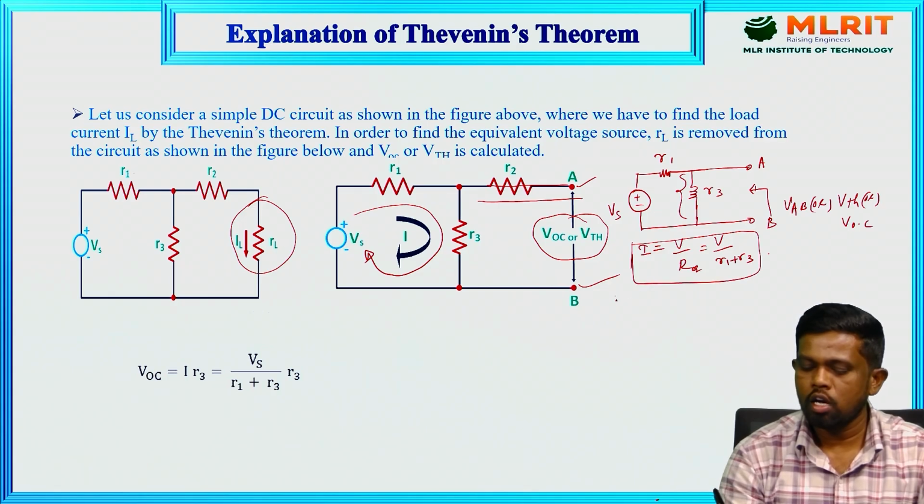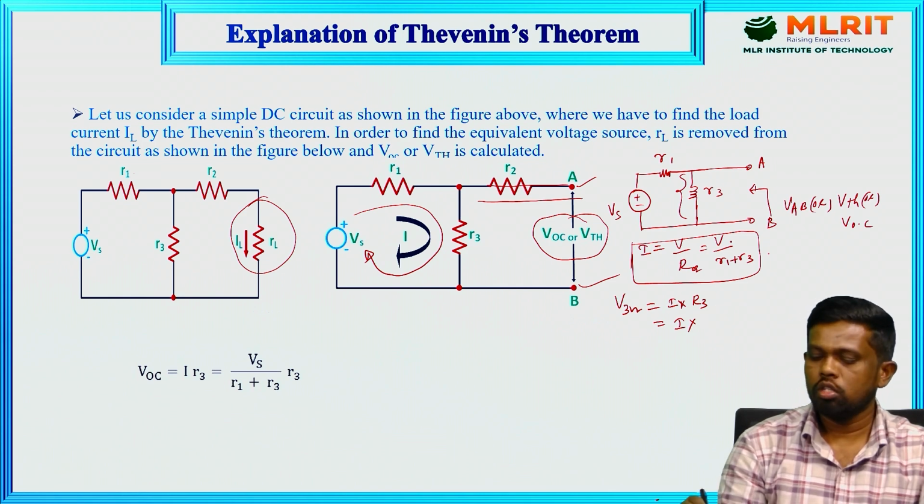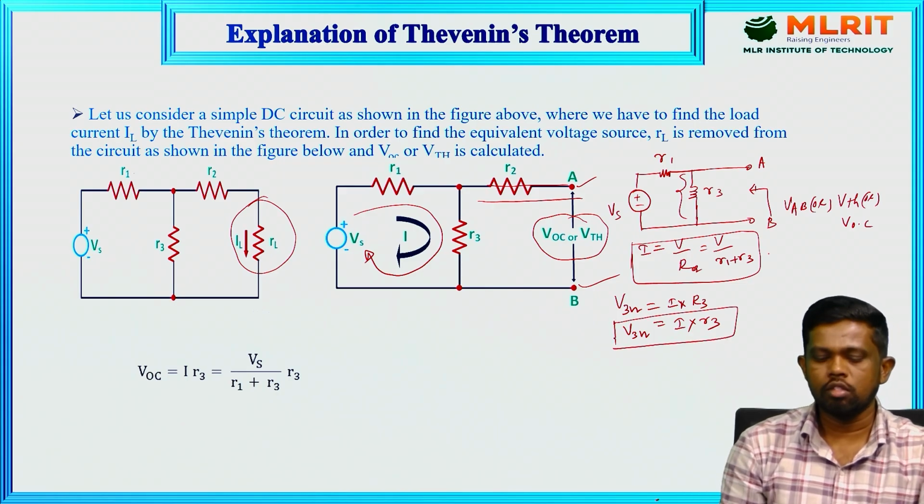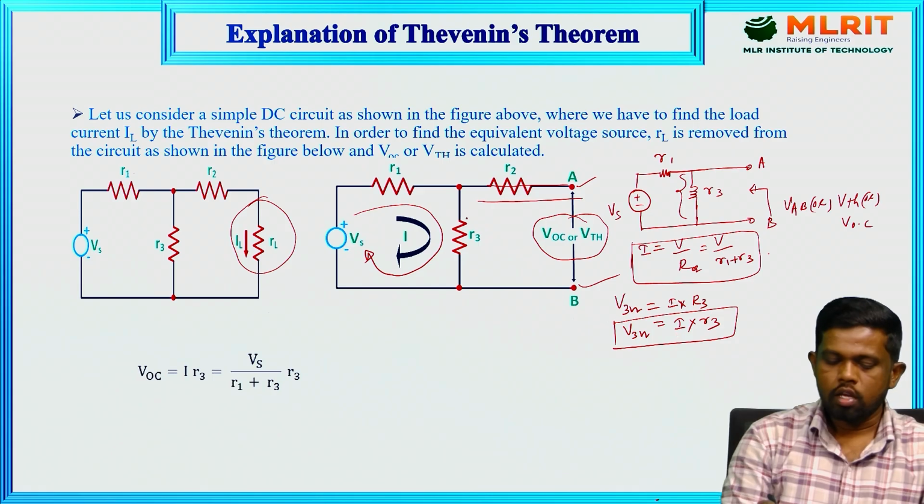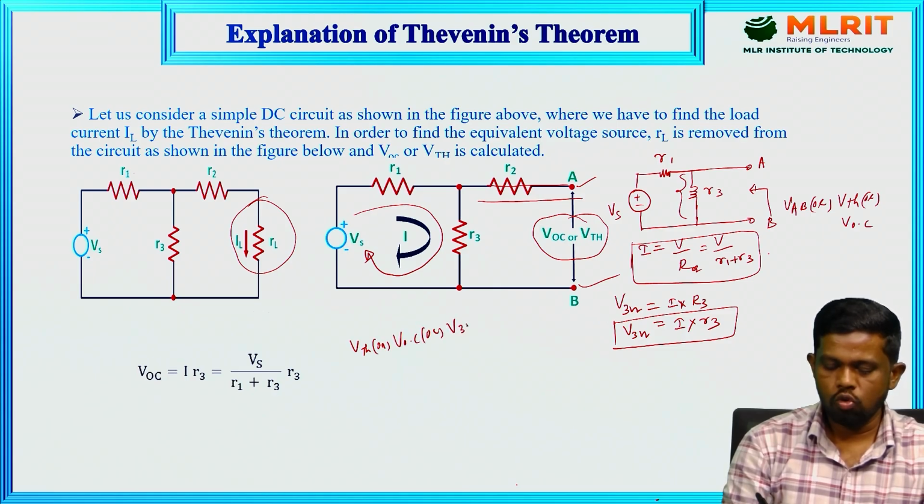Then we need to find the current flowing through the R3 element, that is V3 ohms equals I into R3 value. What is the I value here? We got I according to this one. What about the R3 value? This is R3, the resistor value. V3 ohms is the voltage across the R3 resistor. Whatever voltage we got here, the same voltage is the VTH value. That is VTH, also V open circuit, also V3 ohms equals I into R3. So this is the Thevenin voltage value.